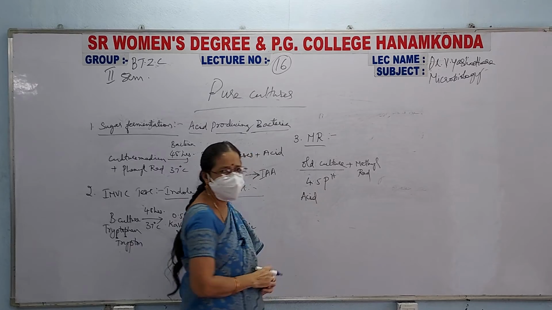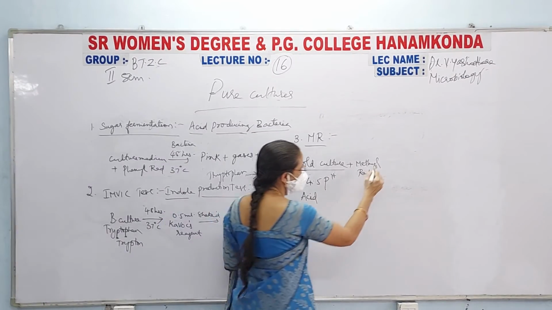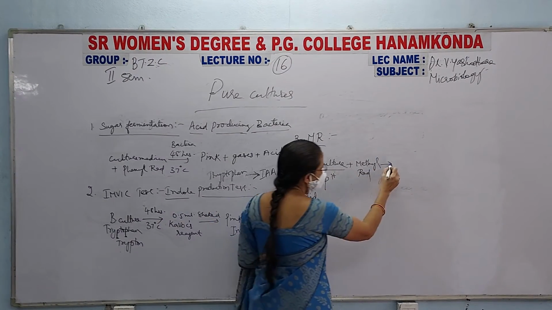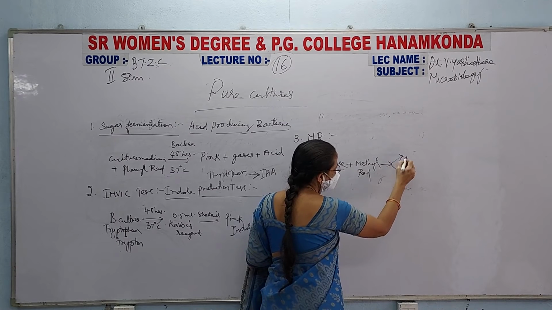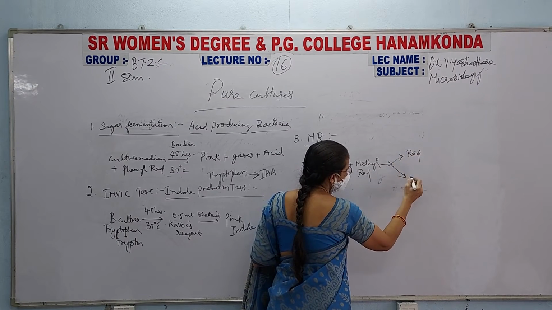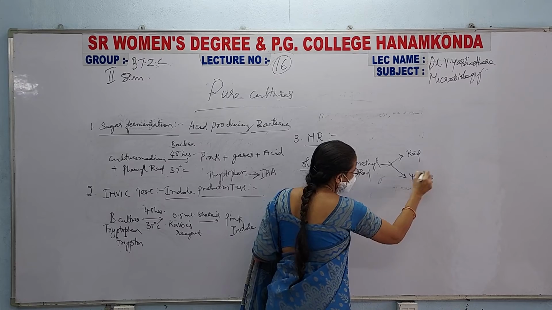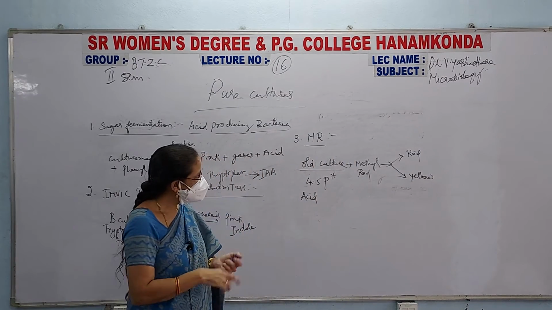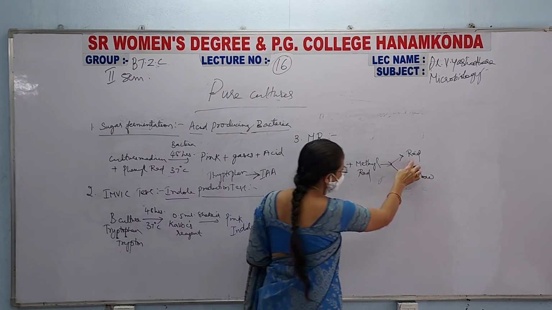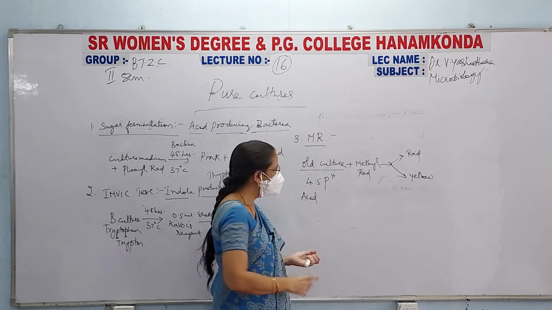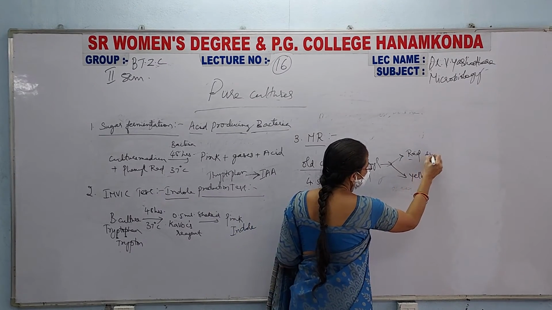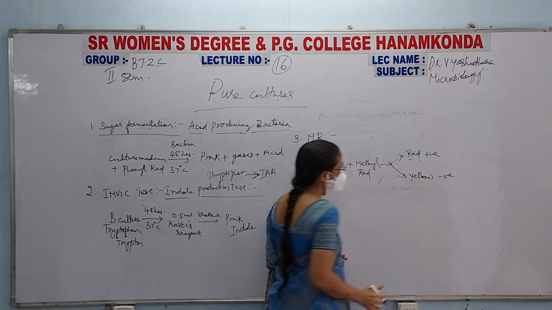When I add methyl red and keep it aside for 5 to 10 minutes, there is a chance of getting two colors: one is red, the other is yellow. If you get red color, it is a positive result. If you get yellow color, it is a negative result.